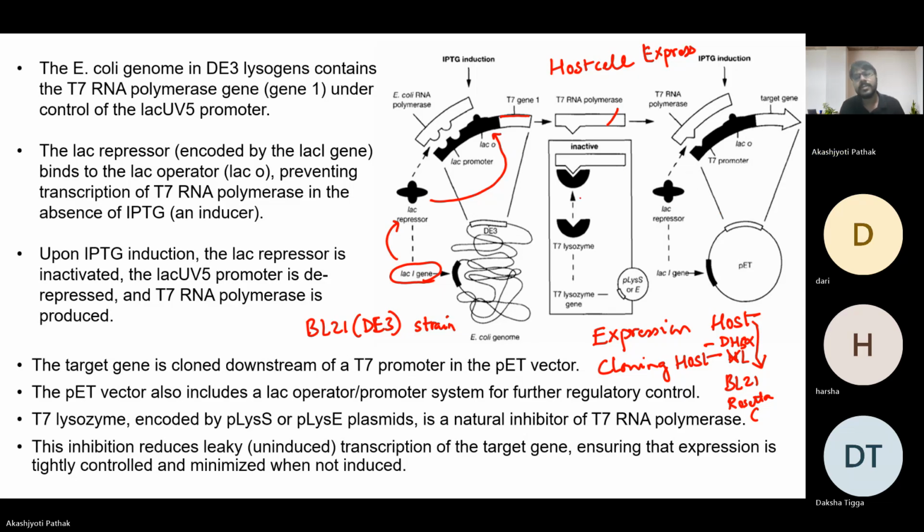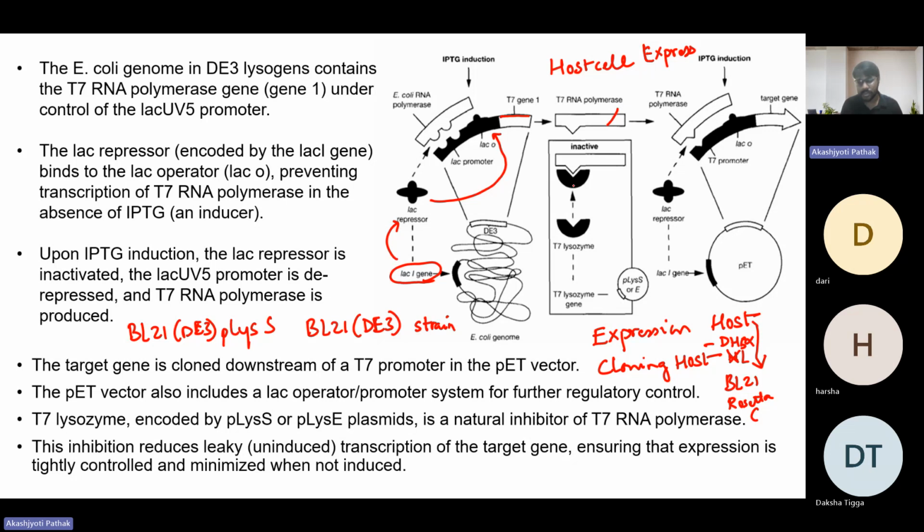Actually, there are different strains of this expression host. You have this BL21 DE3 strain. Then there is another strain which is called BL21 DE3 pLysS. So pLysS means what? This strain has the engineered bacterial genome, and along with this, it also has the pLysS plasmid, so that if there is any basal level of expression of T7 RNA polymerase, that can also be destroyed or degraded by the lysozyme enzyme.